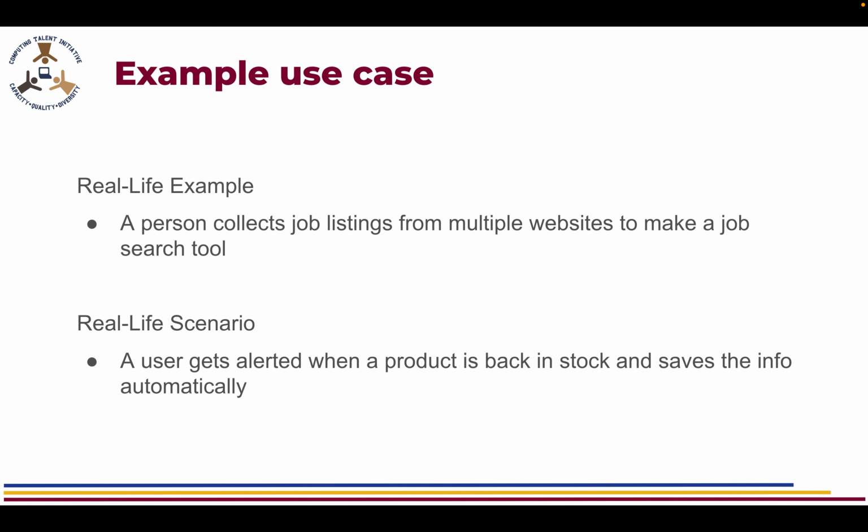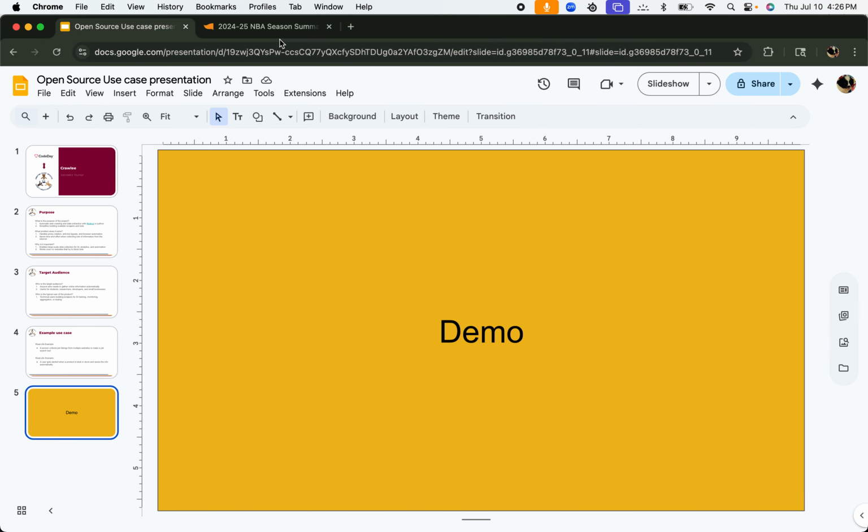An example use case is a developer building a crawler that navigates through a job board, scraping job posts and storing them in a database for analysis or integration into a job search engine. But a real life scenario is a user setting up Crawlee with Playwright or Cheerio to visit a product page, detect restocks in real time, and download updated prices and product details into a structured dataset for inventory tracking or alert systems.